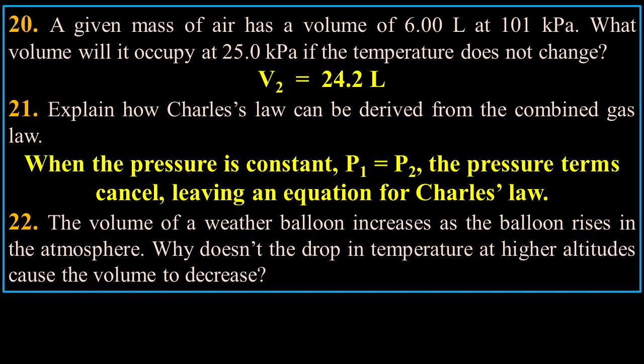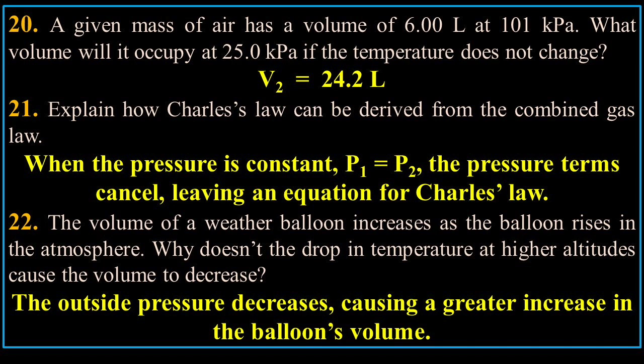The volume of a weather balloon increases as the balloon rises in the atmosphere. Why does the drop in temperature at higher altitudes cause the volume to decrease? Well, why does the drop in temperature at higher altitudes cause the volume to increase? The outside pressure decreases, causing a greater increase in the balloon's volume. All right, so Boyle's law, certainly what it sounds like, changes in pressure and volume.